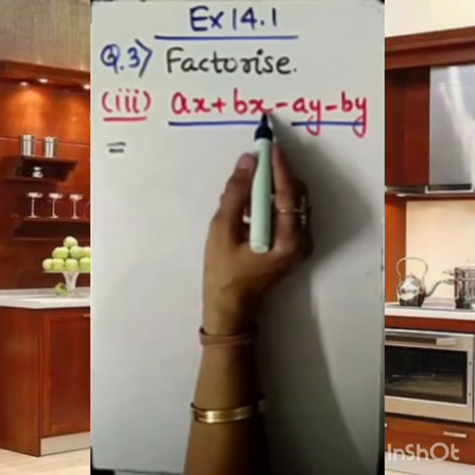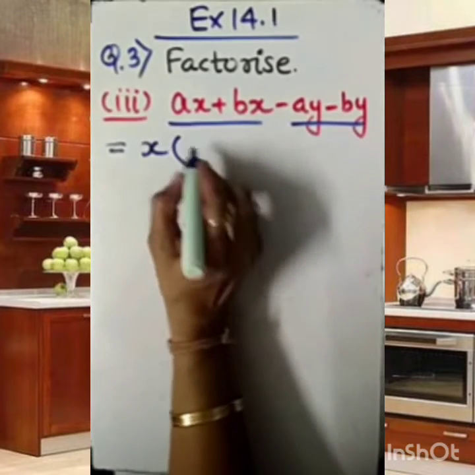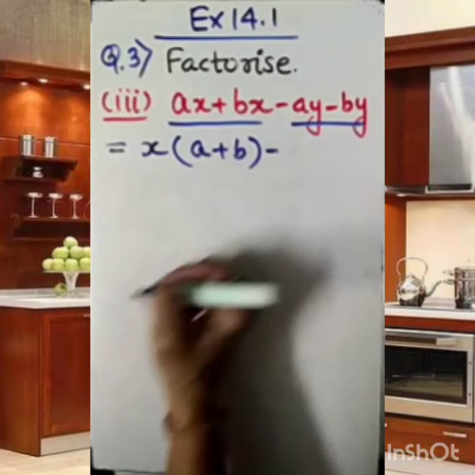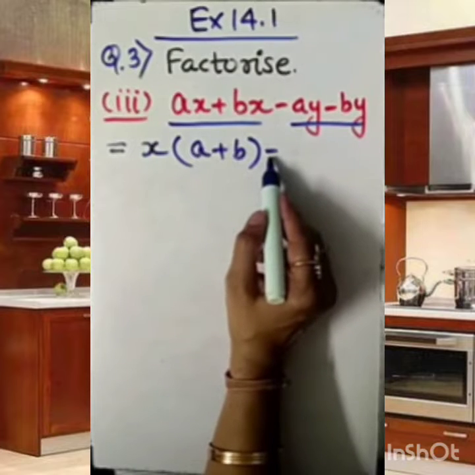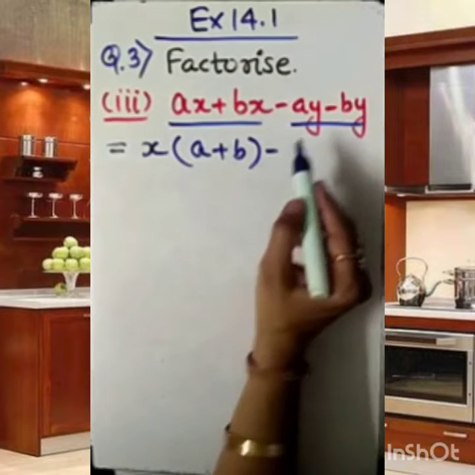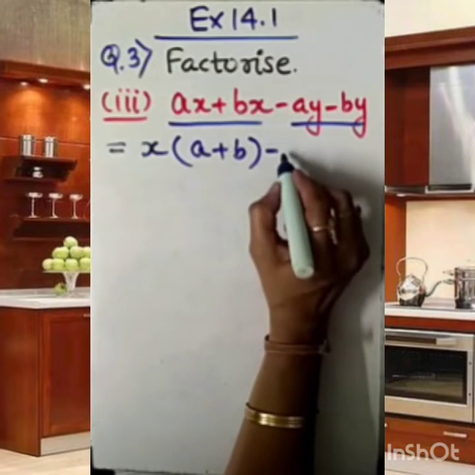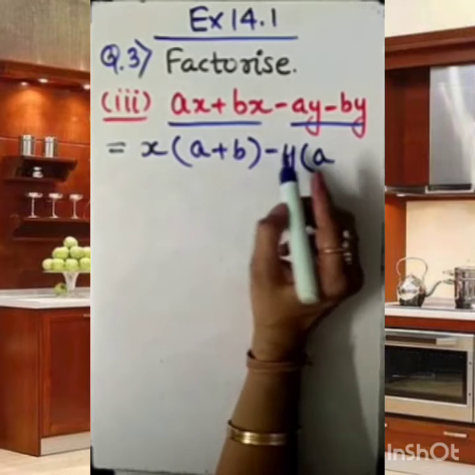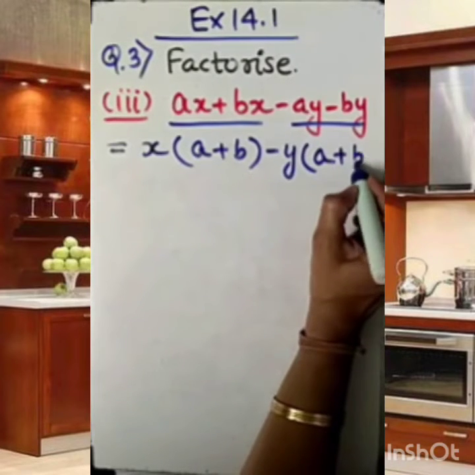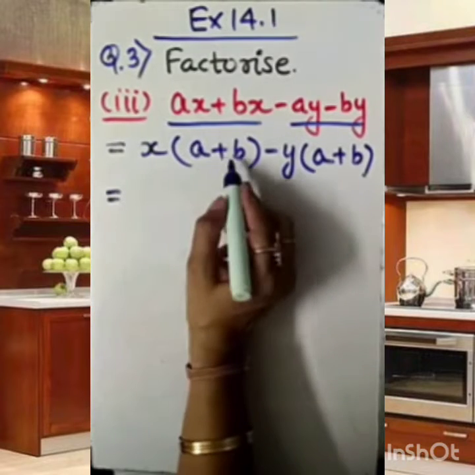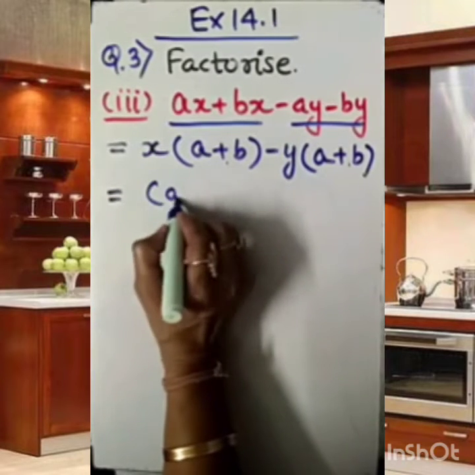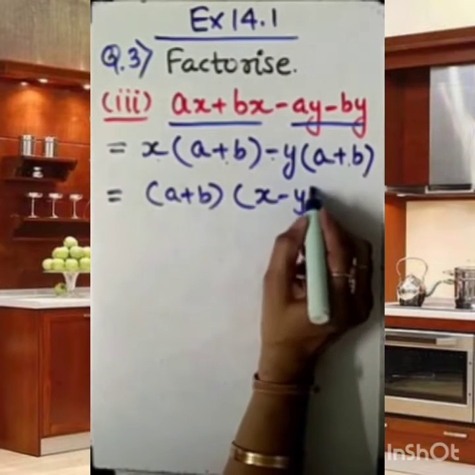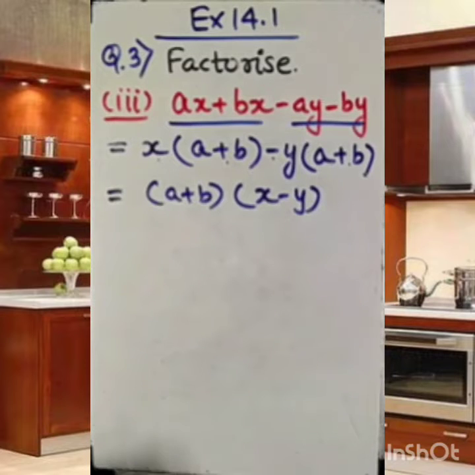From the first two terms, x is present, so it is common. Here a will be left, plus in this term b will be left. Minus, because of this minus sign it's compulsory to mention minus here. Now let's take y common. If I take y common, here a will be left, and because of this minus sign it will become plus. So dear student, here a plus b is one bracket and x minus y we need to mention in another bracket. Easy.